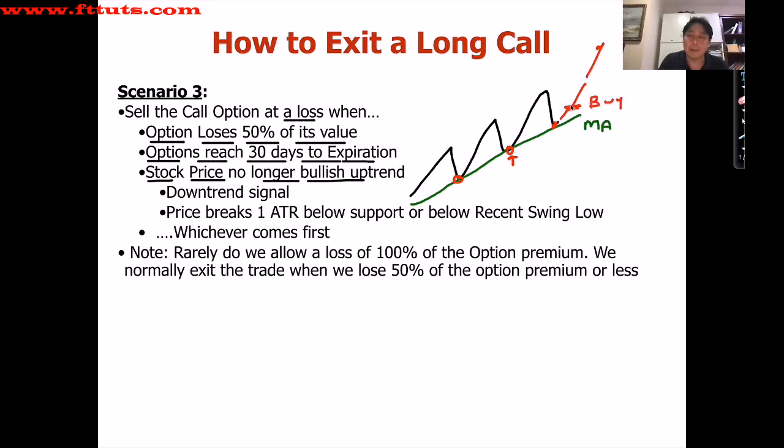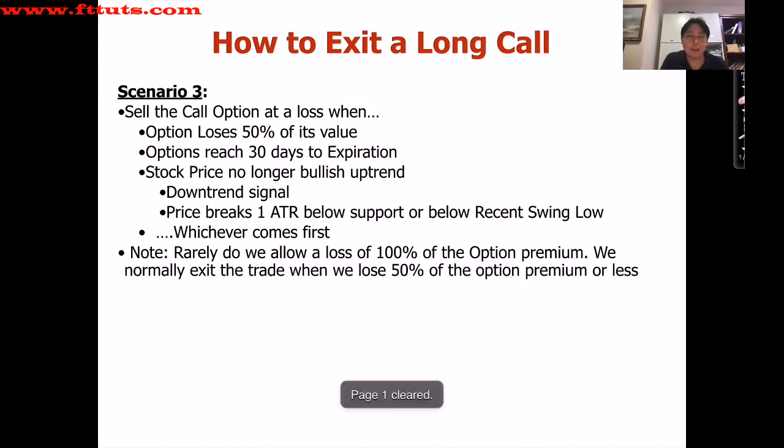But once you buy, what happens? It doesn't go up as you anticipate, it goes down, and it goes below this swing low. Remember, an uptrend makes higher highs and higher lows. So the moment the price goes below this low, it means the uptrend is broken, which means no longer an uptrend, get out, right? And take whatever losses you have on your call options. Again, like I mentioned, we rarely allow a loss of 100% of the option premium. We normally exit a trade when we lose 50% of the option premium or less. And that's how we exit a long call trade.